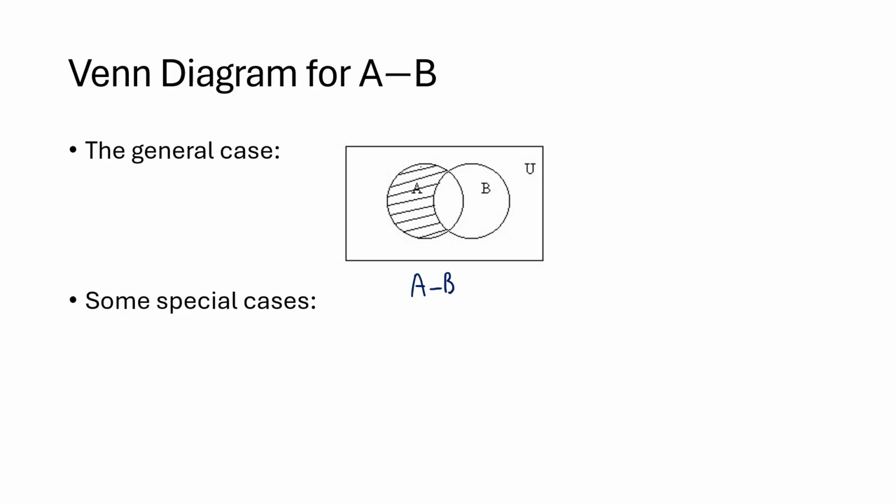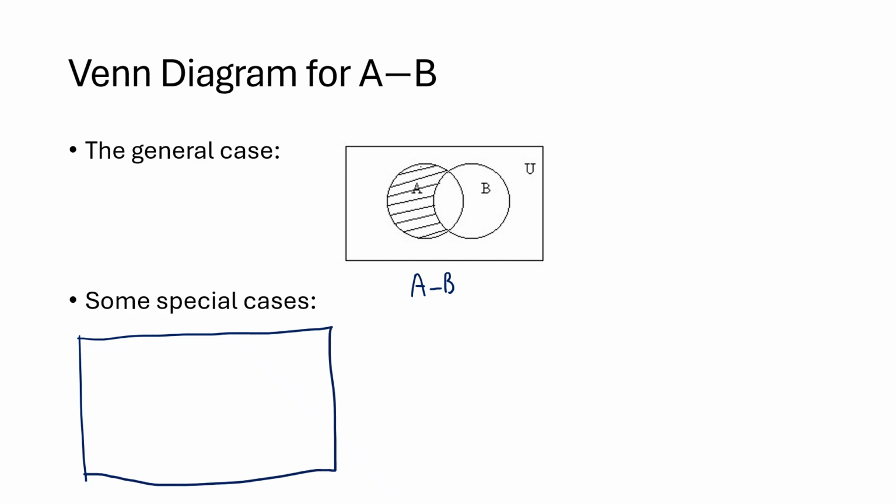Now for intersection and union, we did some special cases. One special case is if the two sets are disjoint, if they don't have any intersection. So if A and B are disjoint, their intersection is empty.